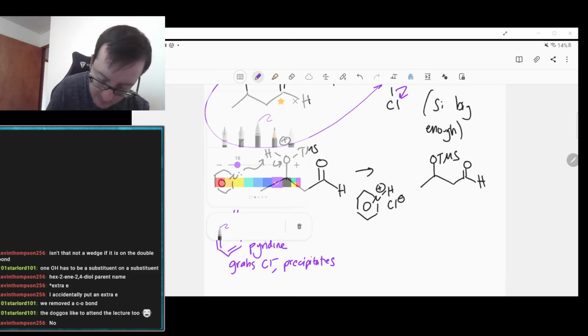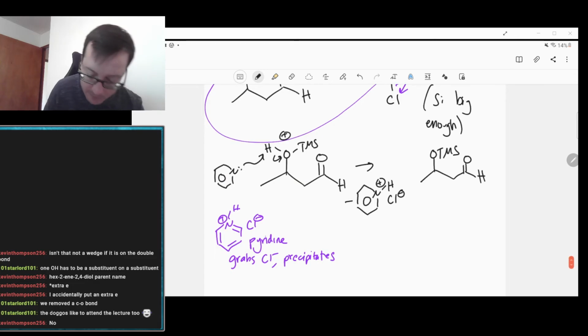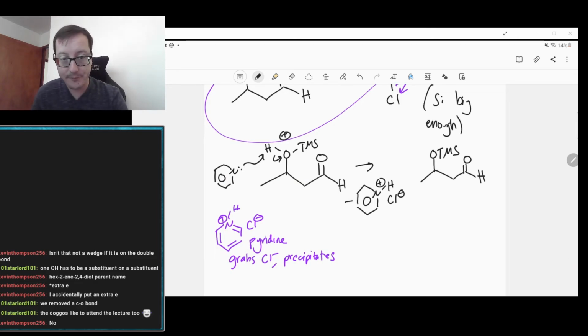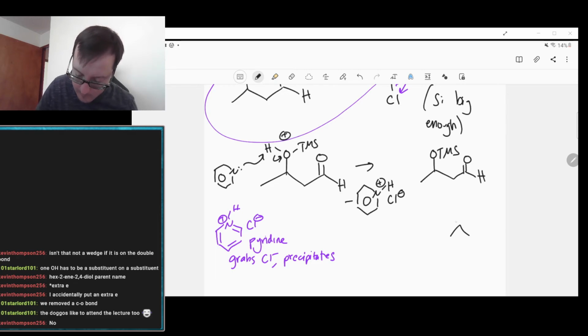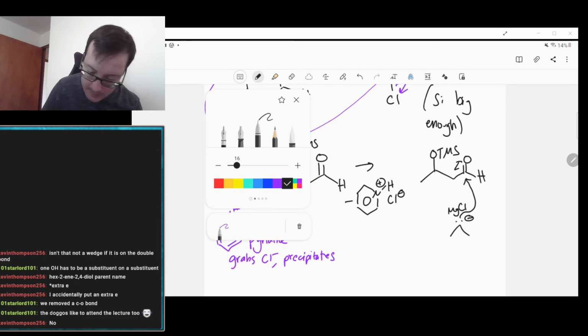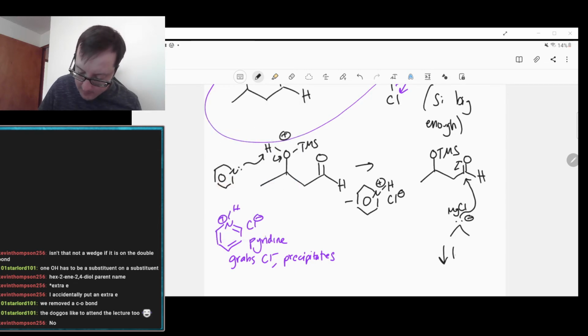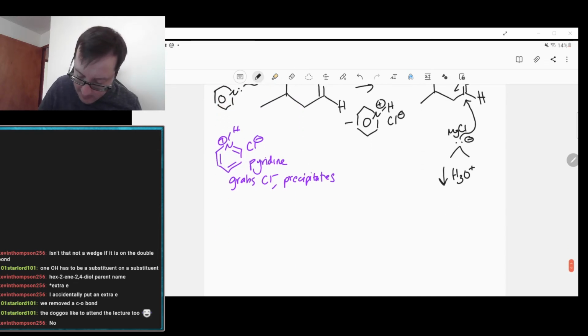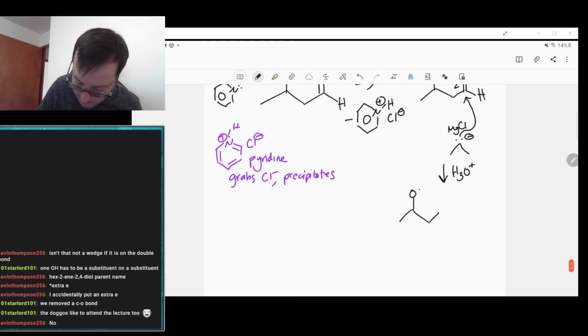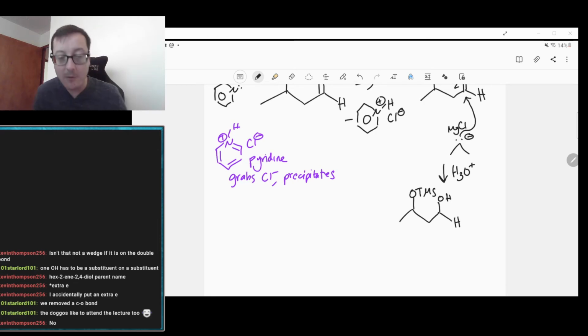Oh, I know why I put that there. That was the subtraction side. So we lose our pyridinium chloride. Great. Now we can say we'll have our reagent come in, do its thing, and then we can do our acid wash, and we now have a primary alcohol that we wanted.